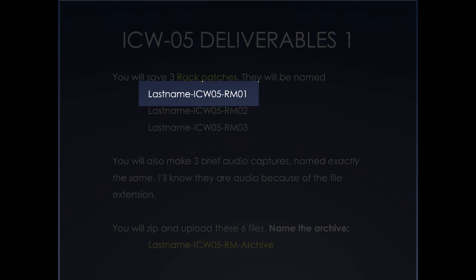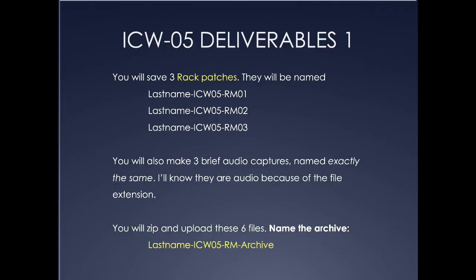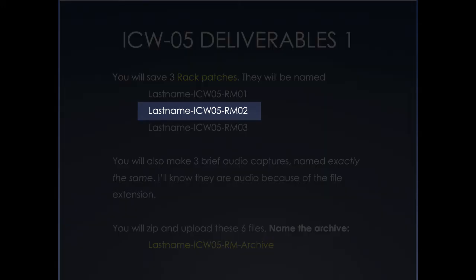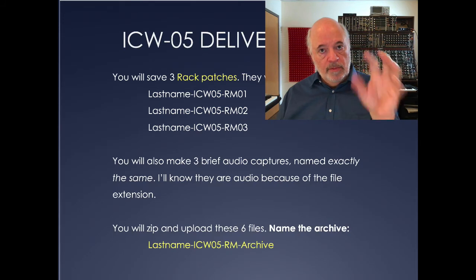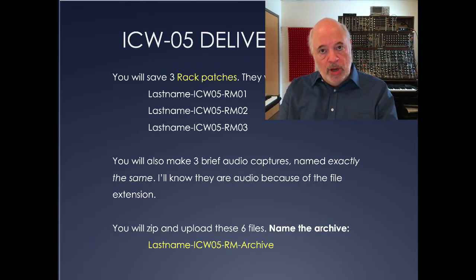You're going to make an audio capture of it, 5-6 seconds. You're going to name the audio capture exactly the same thing. It'll have a different file extension, so I'll know what it is. Then you're going to add in the real ring modulator to compare the two and do the same thing. Save the patch, audio capture, same name.